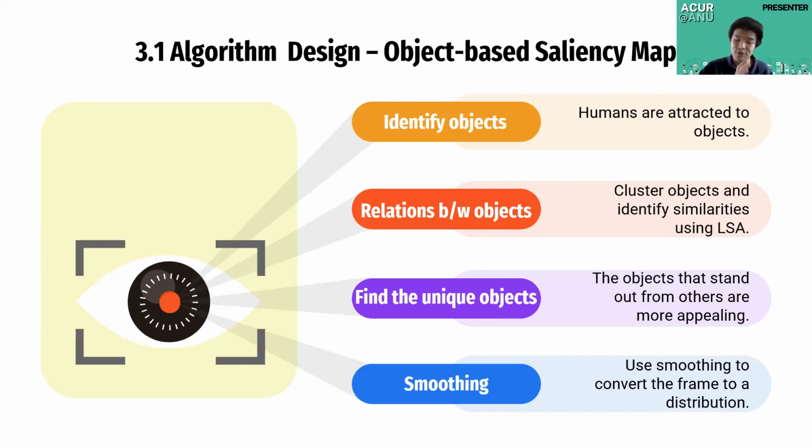Next, we find the unique objects in a scene, objects that really stand out and are semantically different to other objects in the scene. We say those semantically different objects are the most salient objects. That informs our saliency map. And then lastly, we apply some post-processing, which means we apply a filter across the map. We call it smoothing, and it helps us go from a discrete distribution to a more continuous distribution, which is more flexible and more effective.